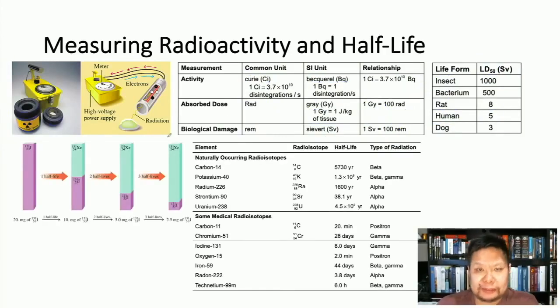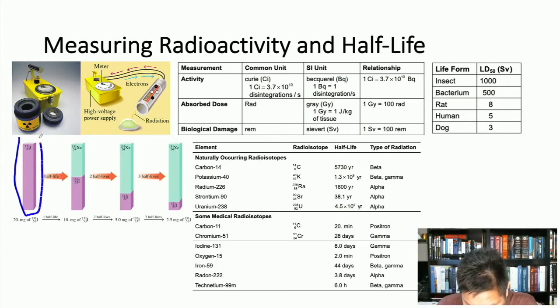So let's talk about half-lives now. The half-life of a radioactive isotope is the time that it takes for the radiation level or the activity to decrease to 1/2 of its original value. So when you look at the example we have here, we have iodine-131, which is radioactive. And we start out with 20 milligrams of that. After 1 half-life, half of it is gone, so we're only left with 10 milligrams of iodine-131. The other 10 is now xenon.